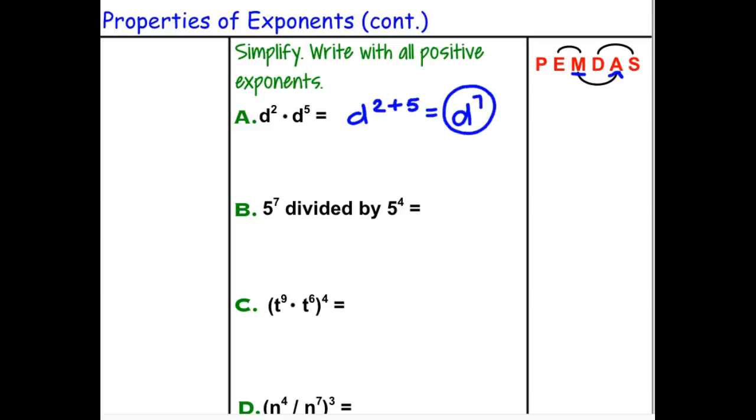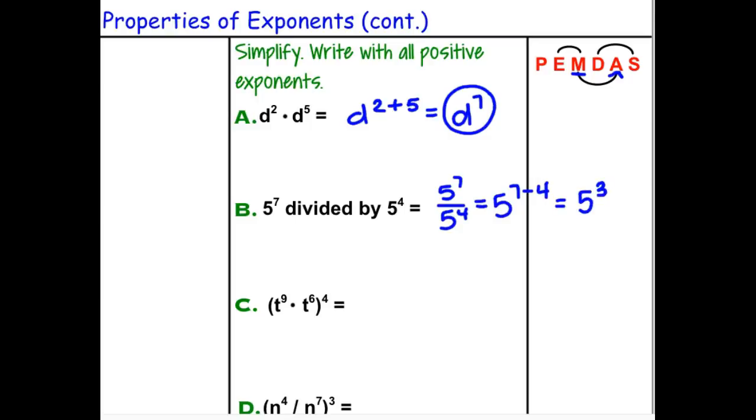So then on part B, we have 5 to the 7th divided by 5 to the 4th. So we know that when we're dividing, we need to subtract our exponents. So we have 5 to the 7th over 5 to the 4th. So we're going to minus that. We're going to have 5 to the 7 minus 4, which then equals 5 to the 3rd.